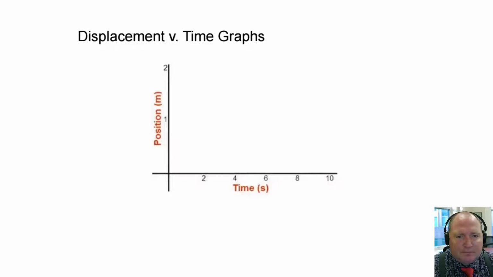Okay, so sketch for yourself a displacement versus time graph. Displacement is sometimes called position. We can use both. But it's an XY graph, and something that's important to note is that time is always going to be on the x-axis.